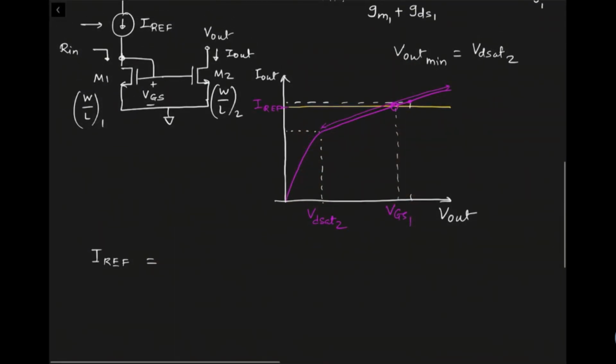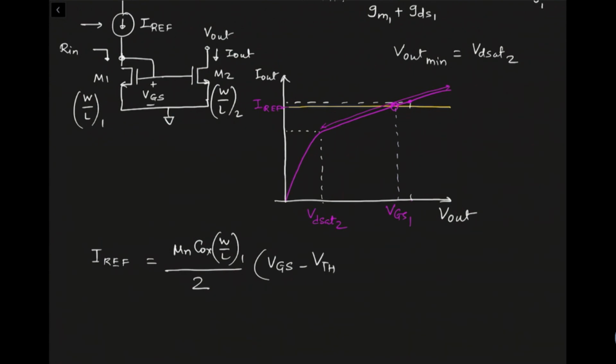IREF for the transistor M1 is going to be mu n Cox W by L of transistor 1 divided by 2, times VGS minus VTH1 of the transistor M1 squared. And let's do a little more accurate analysis, because we are also looking at exactly the current source value. So it will be times 1 plus lambda 1 VDS1, which is equal to VGS1. That's why we have put that in there.